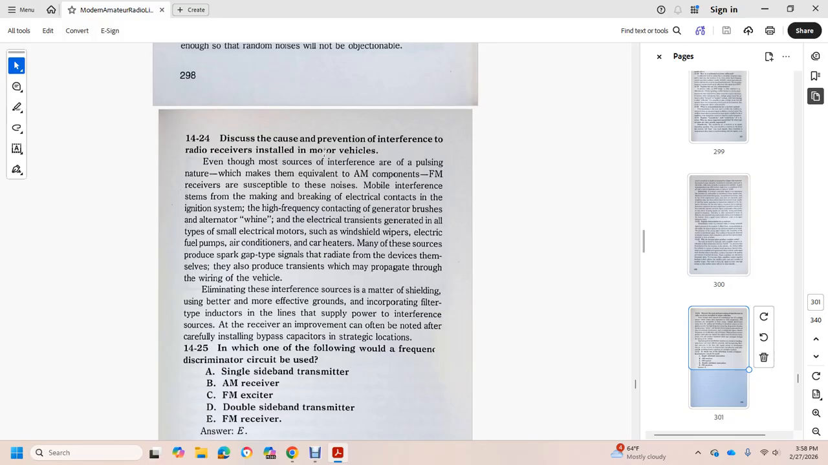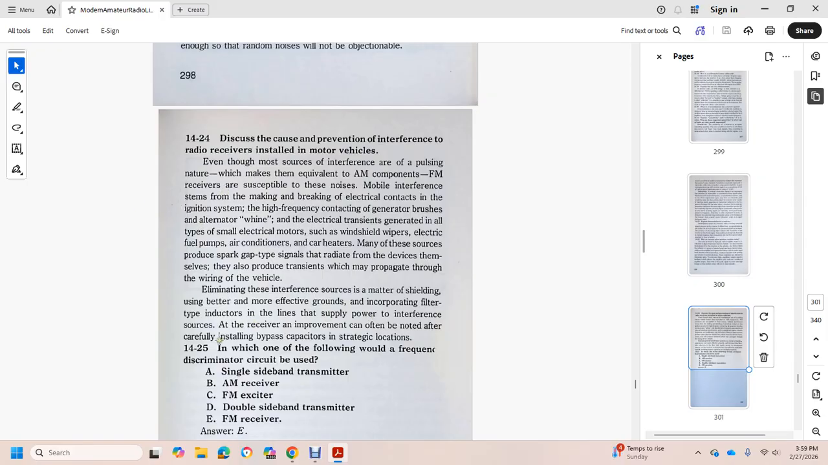Air conditioning and car heaters are other sources of producers with such spark gap type signals. Radio devices themselves will also produce transients that may propagate through the wiring over the vehicle. Eliminating the interference at the source is best, with shielding and better grounds, incorporating filters on the power supply lines of the interference source. At the receiver, improvement can be offered after carefully installing bypass capacitors at strategic locations.